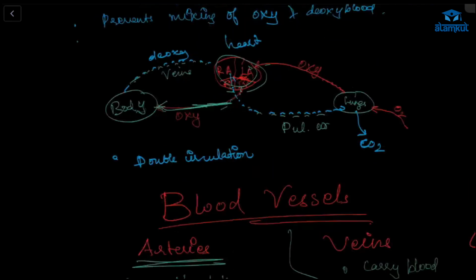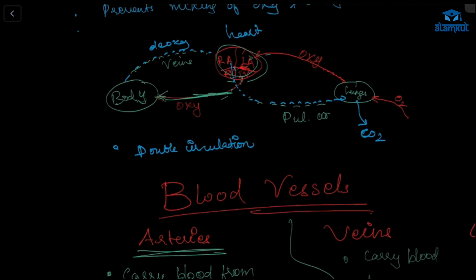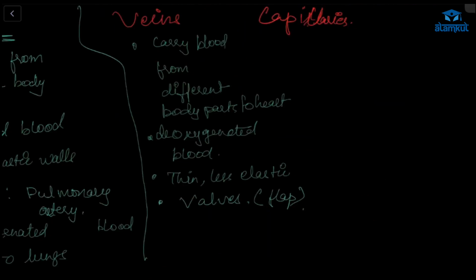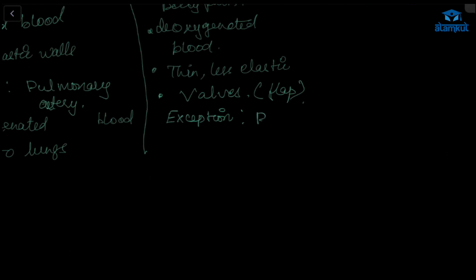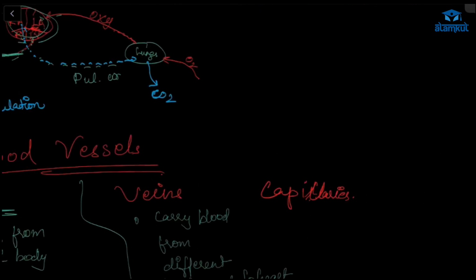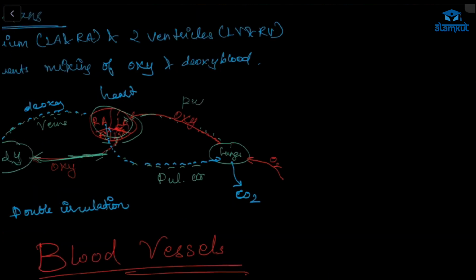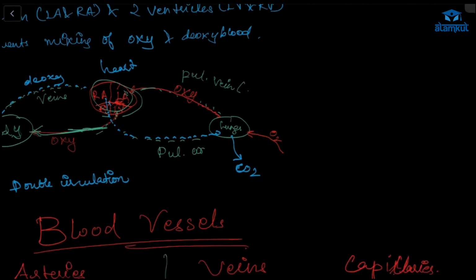Flap. Why do they have valves? To prevent the backward flow, because there is no high pressure, right? So the blood won't go in a straight path; it can go backward also. Because of that, valves are there in these veins. And here also there is an exception, the pulmonary vein. It carries oxygenated blood from the lungs to the left atrium. So from the lungs to the left atrium, we have pulmonary veins, not artery, veins. They are carrying oxygenated blood.